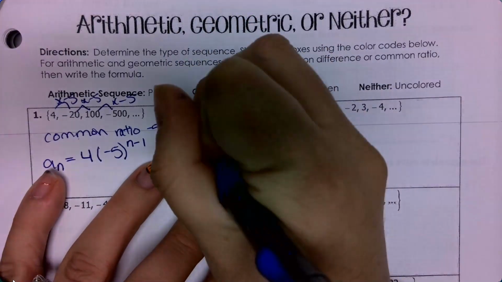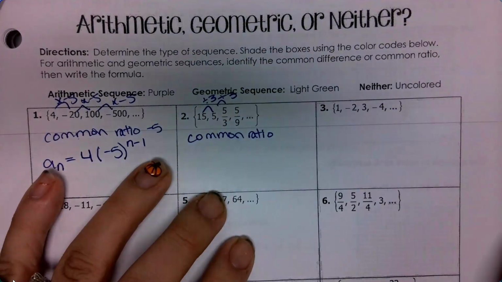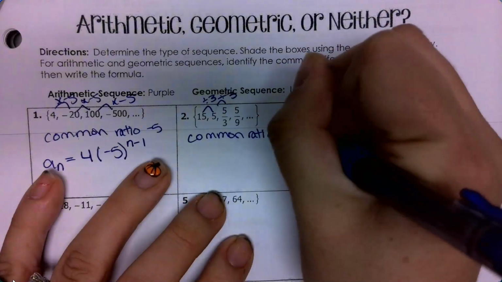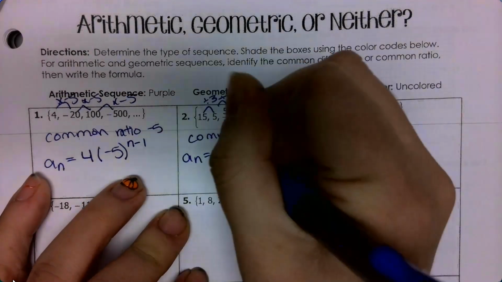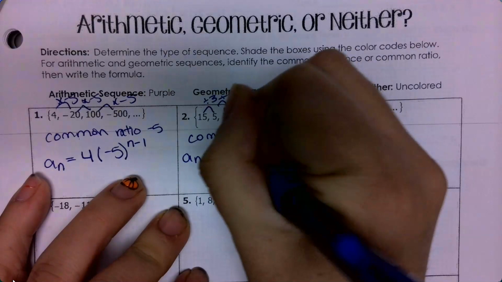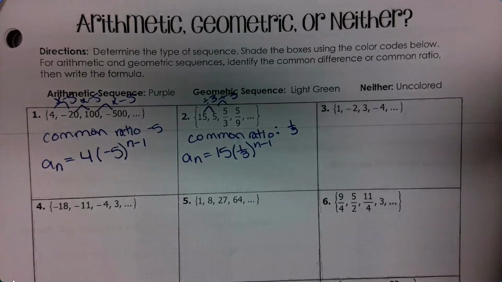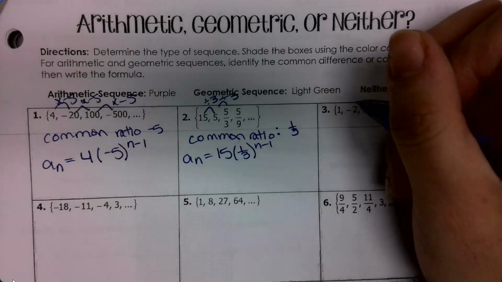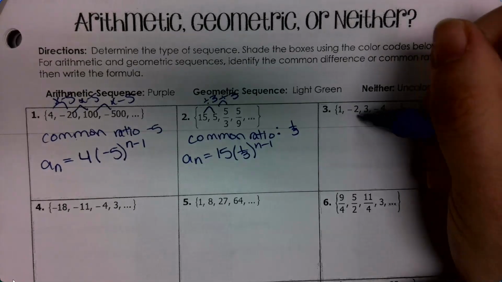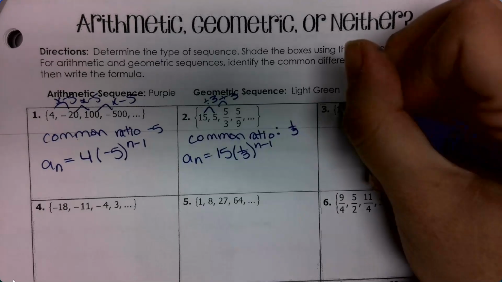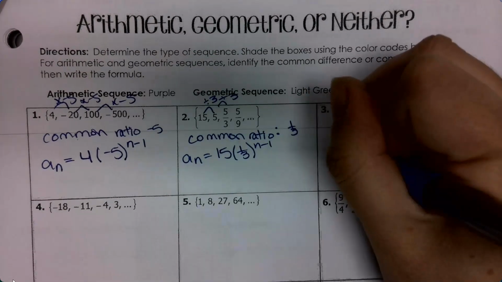It means my common ratio is going to be, you always write your common ratios as multiplication things. So I actually am going to have this as 1/3, because fractions are the same thing as division. And I'm going to write out my formula. A sub n equals my first term, which was 15, times 1/3 to the n minus 1 power. Over here, to go from 1 to -2, I can multiply by -2, but I can't multiply by -2 to turn into 3. I could subtract 3, but then the pattern here is adding 1. So this one is neither.